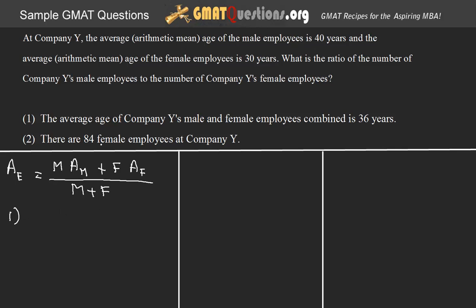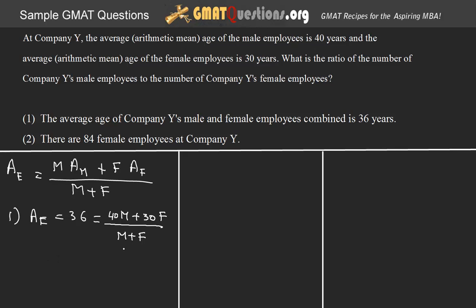Now, let's attack statement 1. We are told that the average age of company Y male and female employees combined is 36. That is AE, so AE equals 36. This is equal to M, which we don't know, times AM, which is 40, so 40M, plus F times AF, which is 30, so 30F, over M plus F.